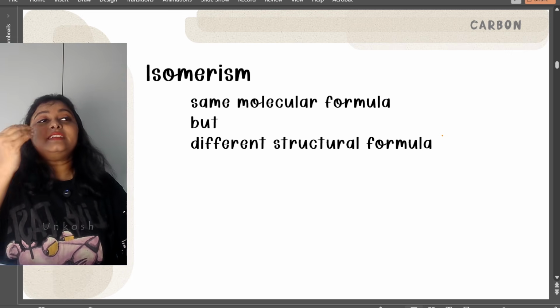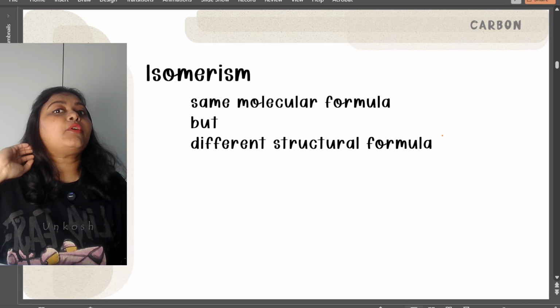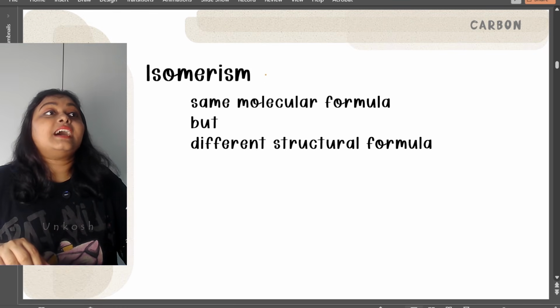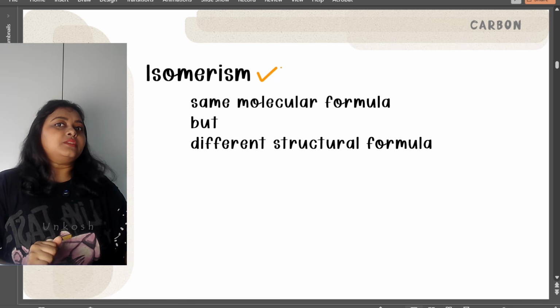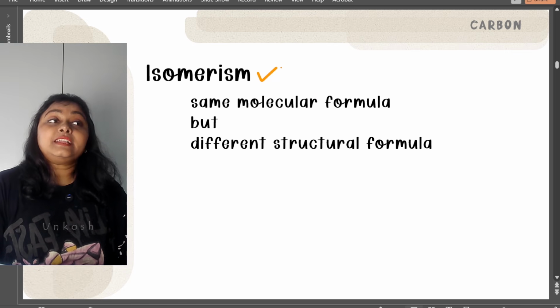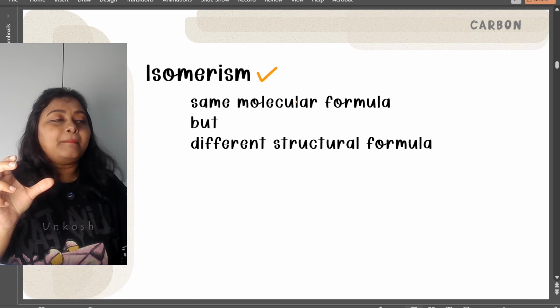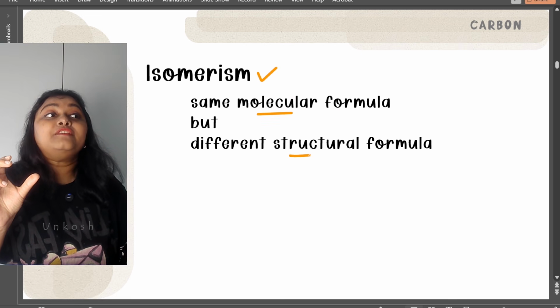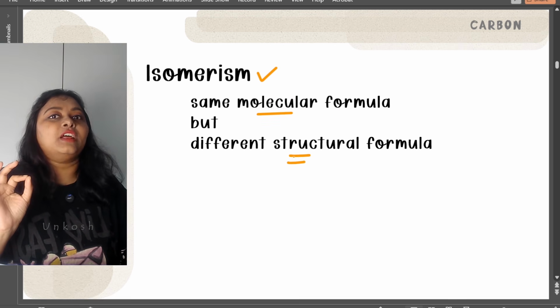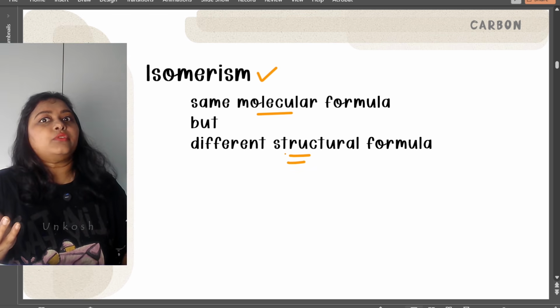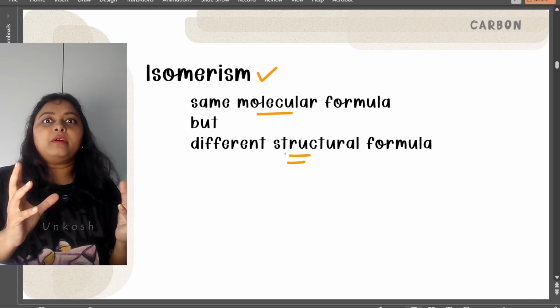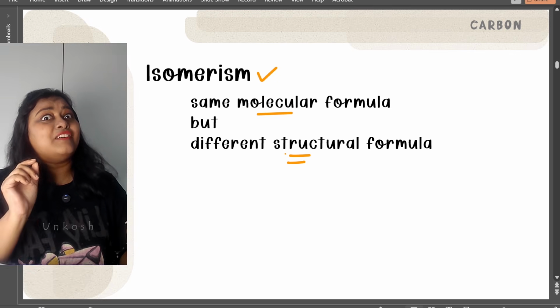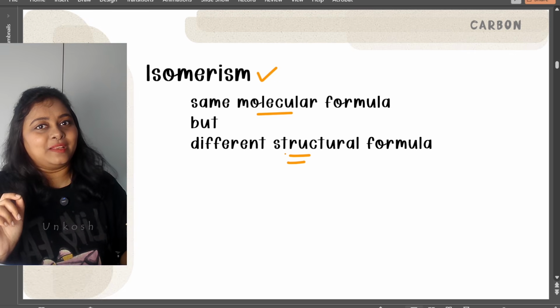Other than that, we have another property of carbon, which is isomerism. Now, what is this new term isomerism? It is nothing but when a compound is having same molecular formula but a different structural formula. Is it possible that a compound could have same molecular formula but a different structural formula? When it comes to carbon, it is definitely possible.